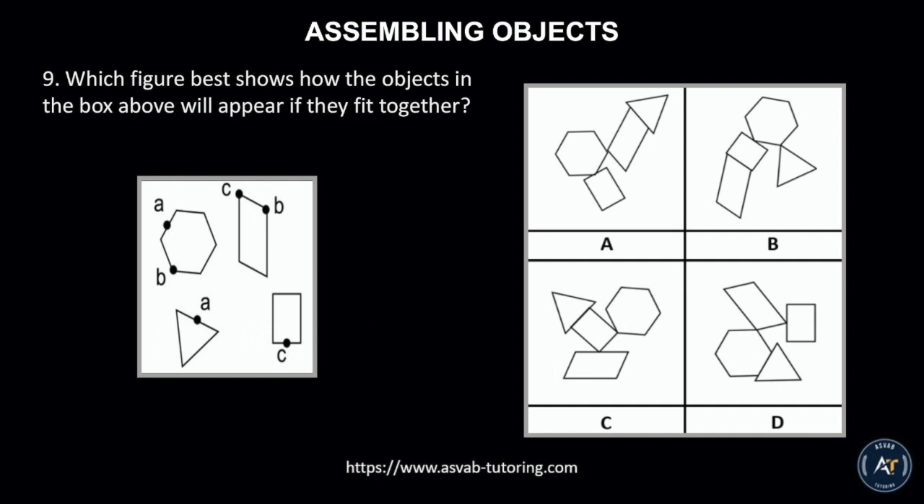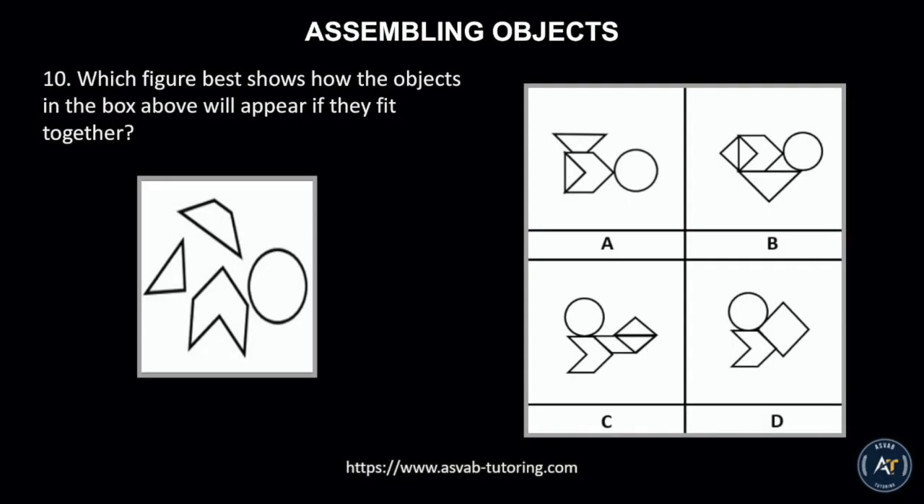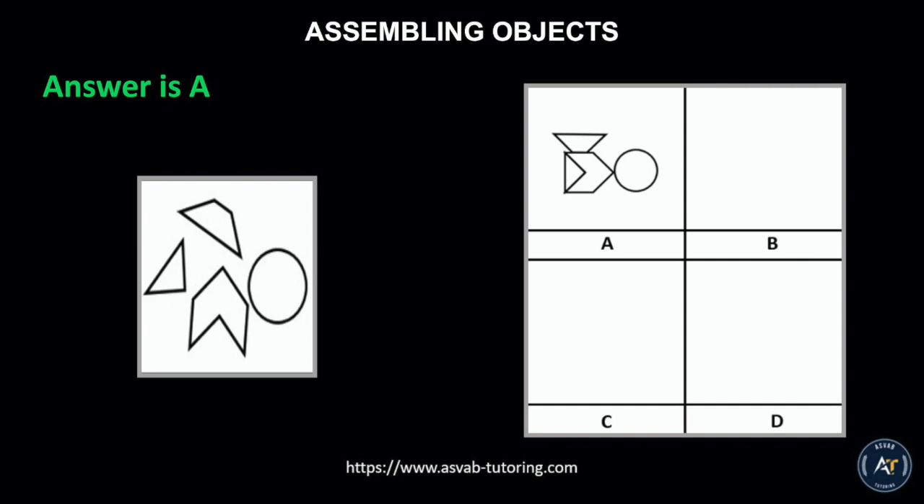Number 9. Which figure best shows how the objects in the box above will appear if they fit together? The correct answer is letter D. Number 10. Which figure best shows how the objects in the box above will appear if they fit together? The correct answer is letter A.